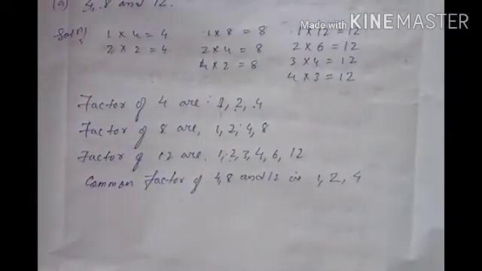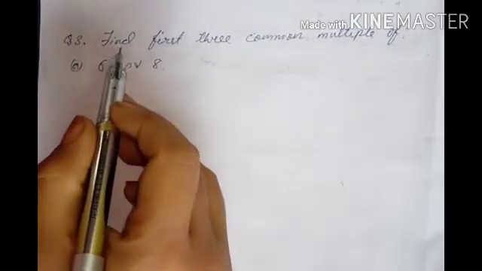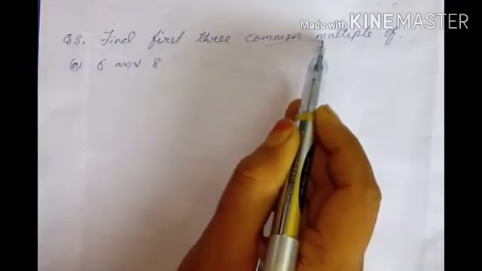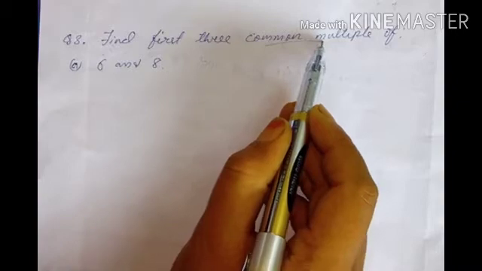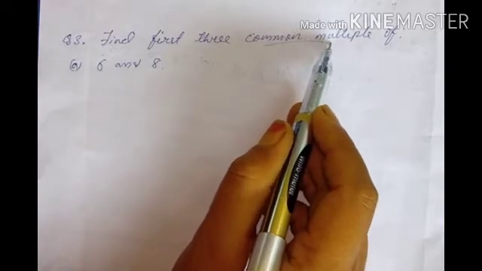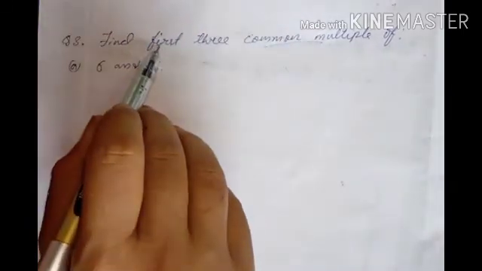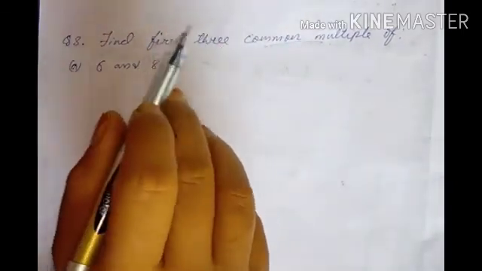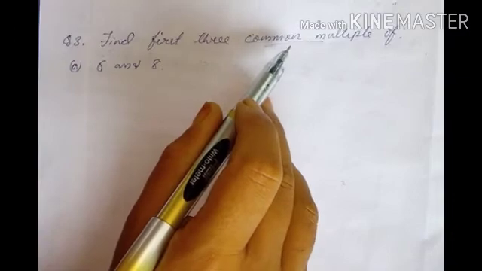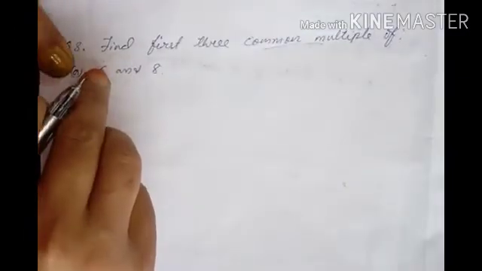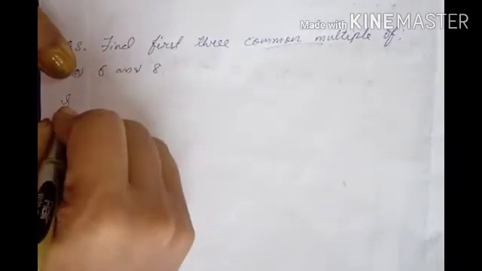Now question number 3: find the first 3 common multiples. Here it is written common multiples, okay, not factors. Now we will not write factors, what we will do? Multiples. Multiples means table, we can simply say table. We have to find the first 3 common multiples of 6 and 8. Now you have to write the multiples of 6 and 8.